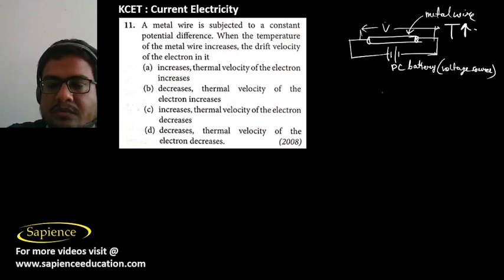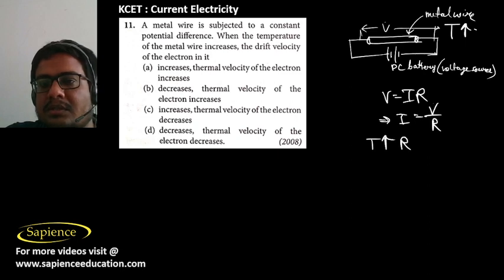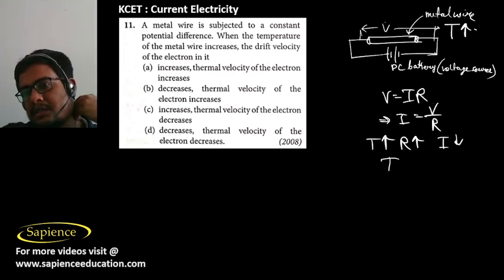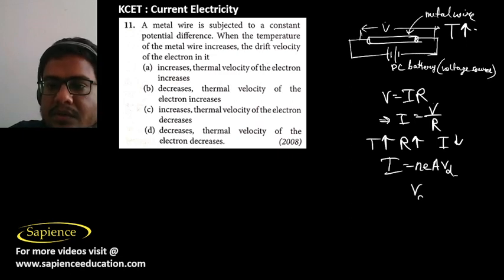So we know that V is equal to IR, so I is equal to V by R. V is constant, but when temperature increases, the resistance will increase. So the current will decrease, and the current is given as nEAvd. So n, e and A are constants, so vd will decrease. It means that the drift velocity of the electron will decrease.